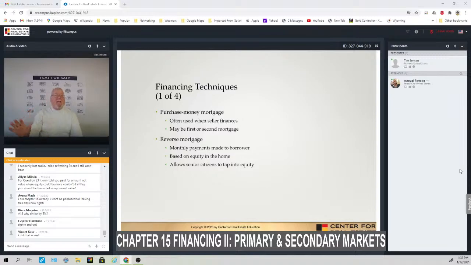Now, this is going to be different than a home equity loan. First of all, in a reverse mortgage, you have to be 65 and older, and you have to own the house you live in. For a home equity loan, you can be any age at all, so long as you have equity in the property. In a reverse mortgage, you don't get a lump sum payment like you do from a home equity loan. You get monthly installment payments from the bank. So it's based on the equity in the home. So she has $300,000 in equity.